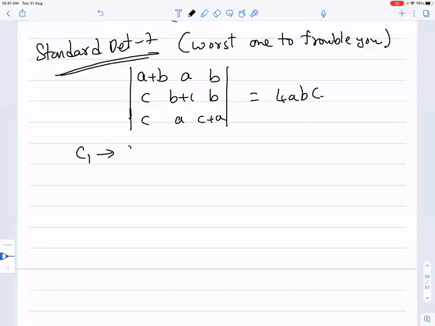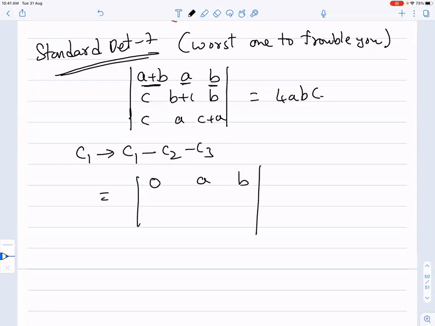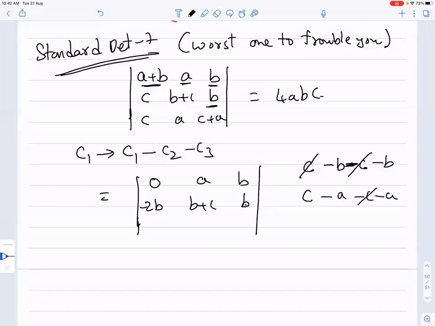C1 goes to C1 minus C2 minus C3. I'm going to do a subtraction. What is it going to give? A plus B minus A minus B, of course 0, A, B. And in the second row, C minus B plus C minus B, correct? C cancels, minus 2B is going to come, B plus C, B. Third row, C minus A minus C minus A, minus 2A, A, C plus A.